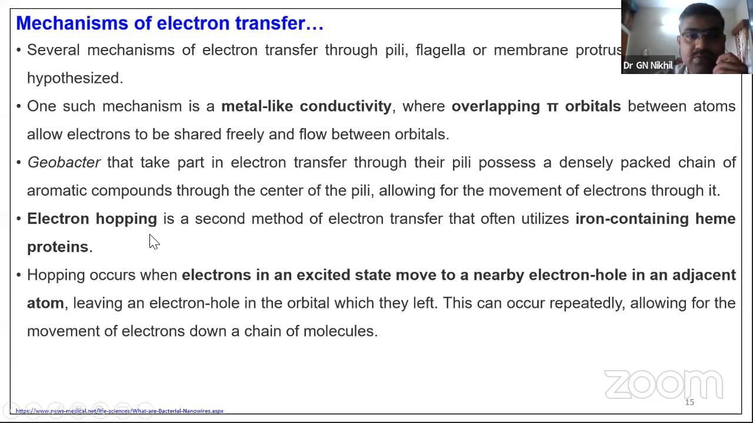The second mechanism, they say, is the electron hopping mechanism, where the proteins involved in the pili formation contain iron-containing heme proteins. Because of the cofactor iron which is present, a redox nature is developed, and accordingly the electron hole concept is there. So they get excited and start moving, they just jump or hop on, and accordingly, from the bacteria towards the electrode, they keep on moving their electrons.